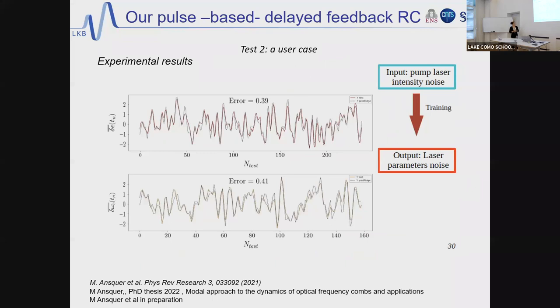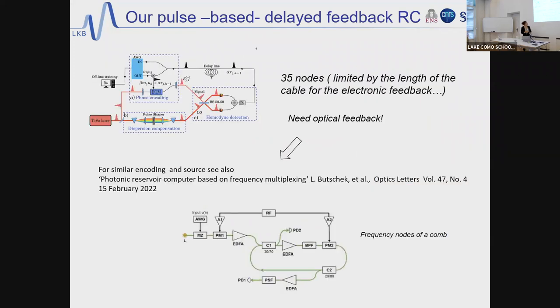You have questions. What's the error in this graph? So the error is a mean square error. Again, it is more or less around 0.4, which is what we got from the NARMA test. But we really didn't push this architecture very far. We know that the main limitation for us is really the 35 nodes, as we have an electronic feedback. But in principle, you can think about other strategies in which you can use optical feedback.